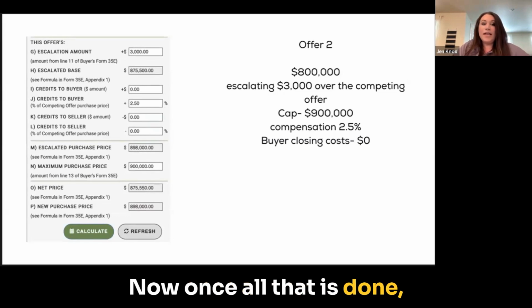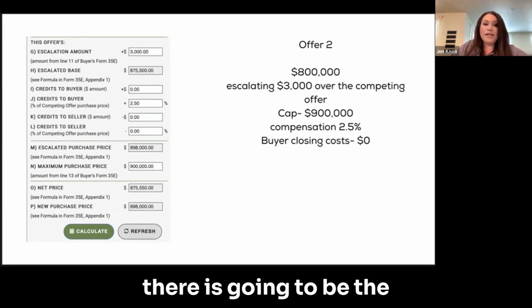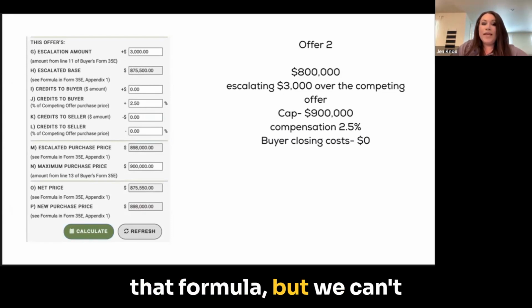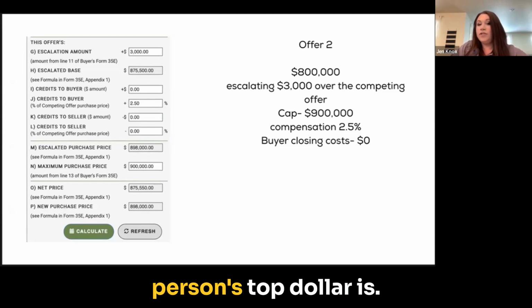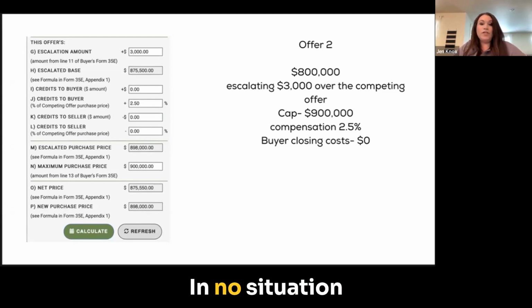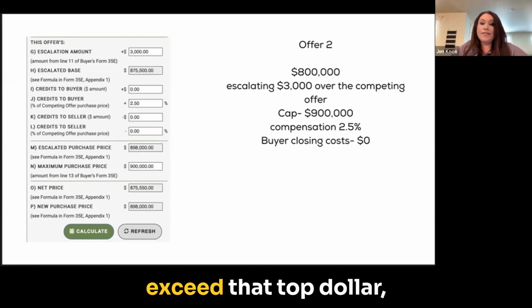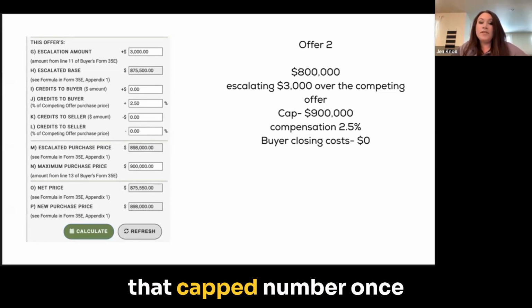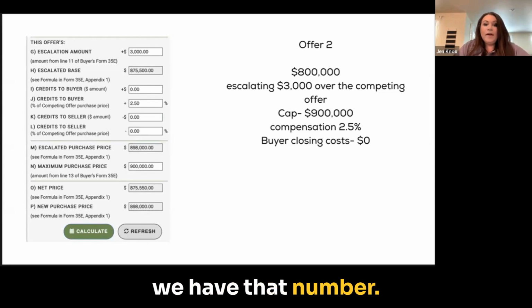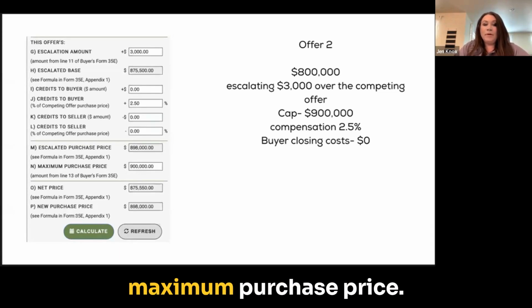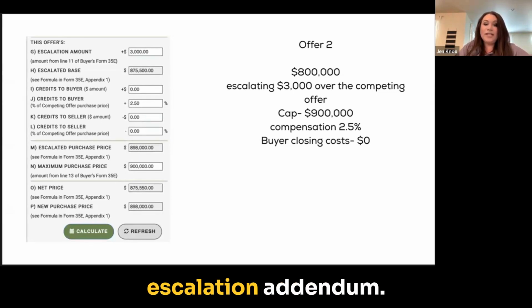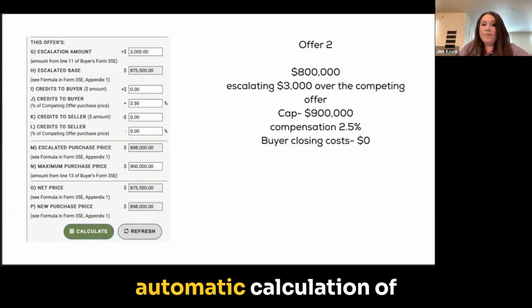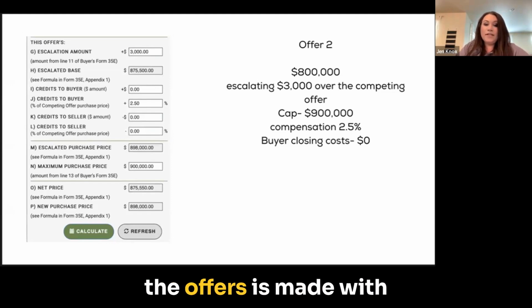Now, once all that is done, the next gray box right there is going to be the escalated price using that formula. But we can't figure out the final price until we know what each person's top dollar is. In no situation whatsoever will an offer exceed that top dollar, that capped number. Once we have that number, we go ahead and put that number in the maximum purchase price. This is going to be referencing line 13 for our escalation addendum. Once that's done, an automatic calculation of the offers is made.